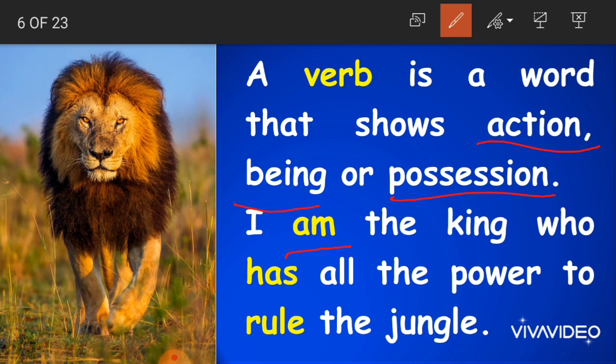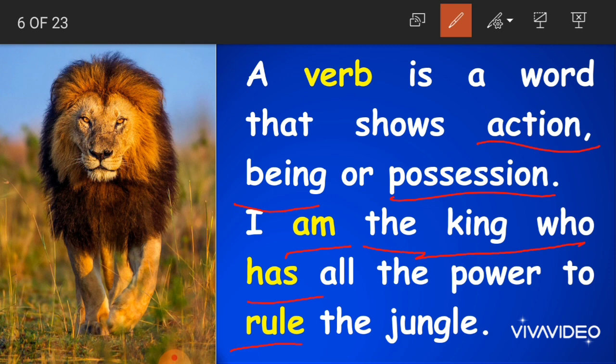Am becomes the verb here. I am the king who has. Has, again a verb. All the power to rule. Rule, again a verb. The jungle. See, here we are talking about the lion. So who is the lion? He is. If we say it in another way, am becomes is. He is the king. Is, again a verb.